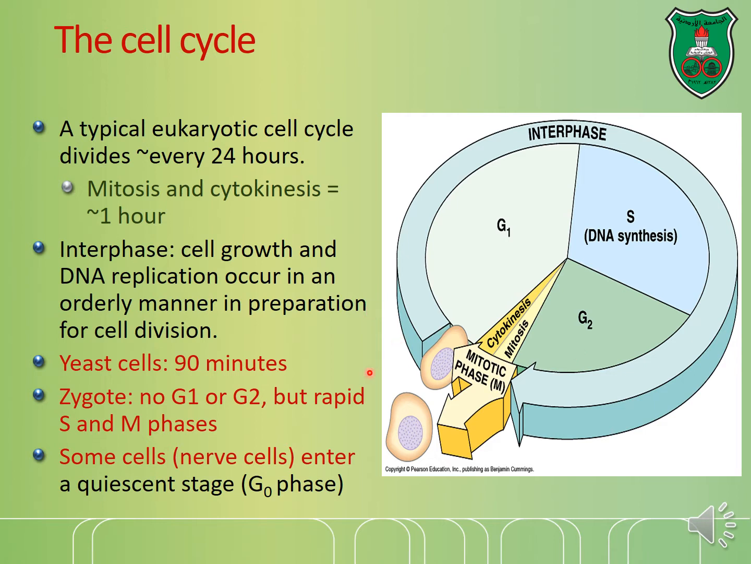Now, here's the process basically. Cells go through a phase known as G1 phase. G stands for growth. So cells continually grow and accumulate metabolites and molecules that are needed for the next phase, which is the DNA synthesis phase, also known as S for synthesis.